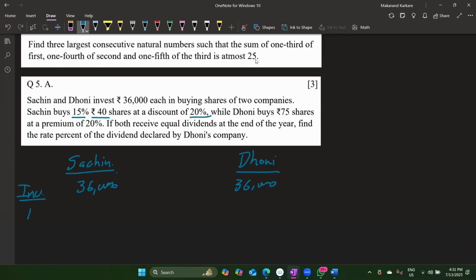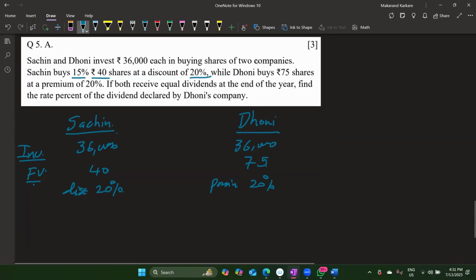What is the face value of what Sachin bought? Face value is 40, and here face value is 75. Here we are given that Sachin buys it at 20% discount, whereas Dhoni buys it at premium of 20%.